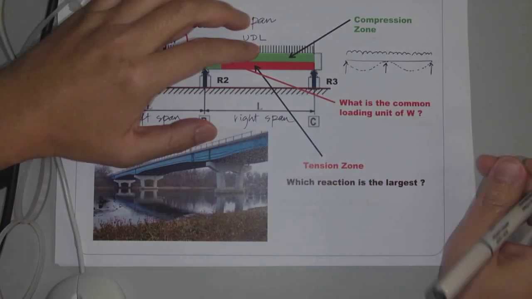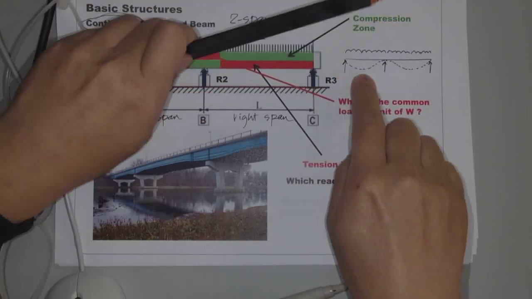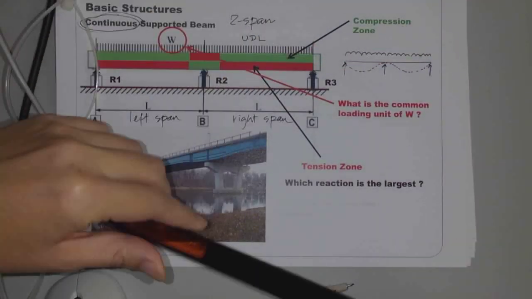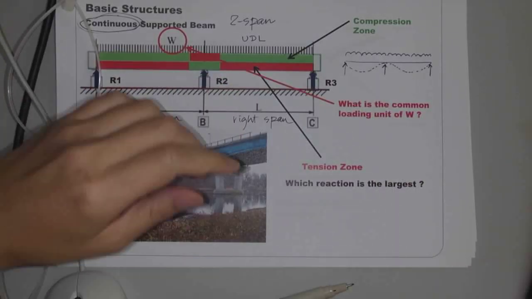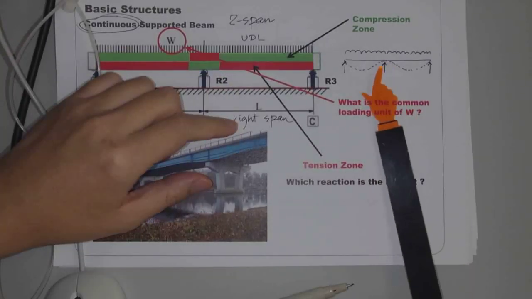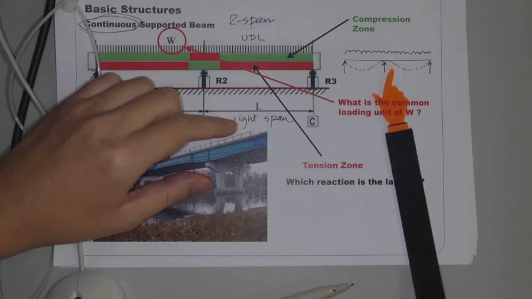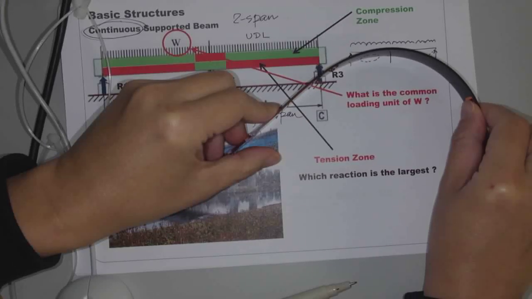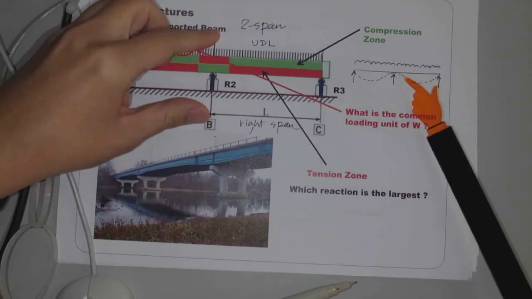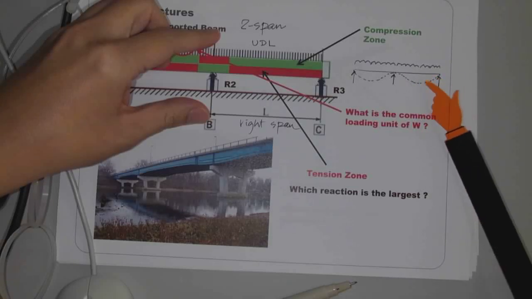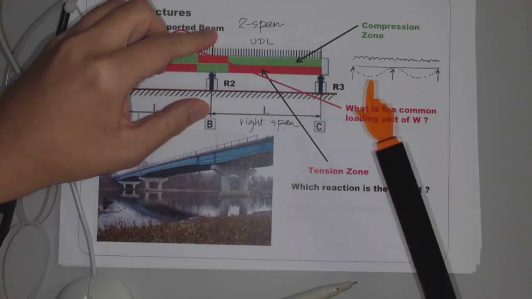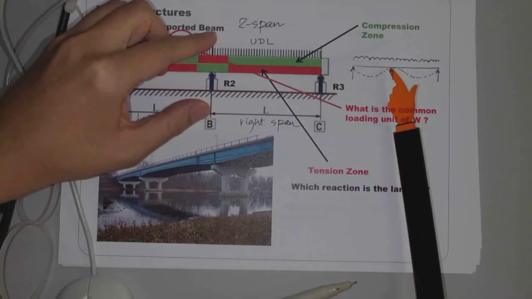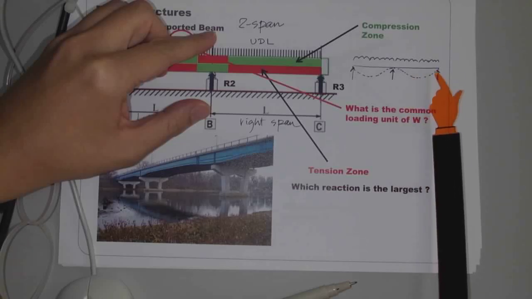Now, the next step is you need to ask yourself, which part is sagging, which part is hogging. So obviously the left part here, it sags down. But then if you look at the center part here, this part here, that part here, it curves back up. So it goes up again. That's hogging. But then it goes down again. So that part is sagging. So this beam has 3 different parts. It sags, and then it hogs, and then sags again.